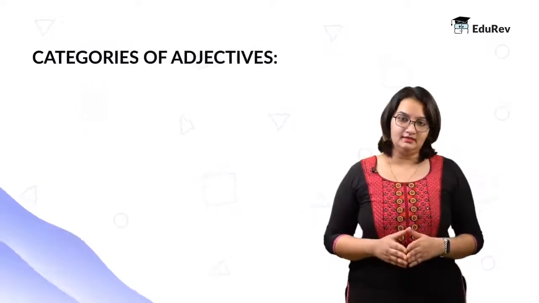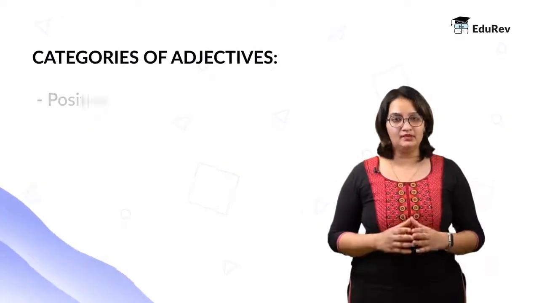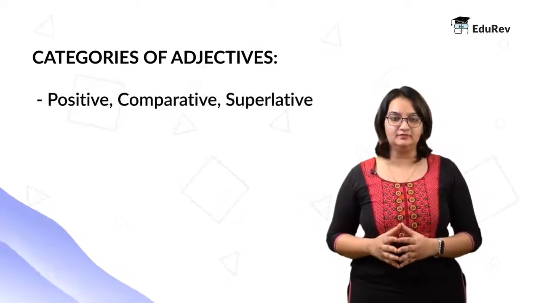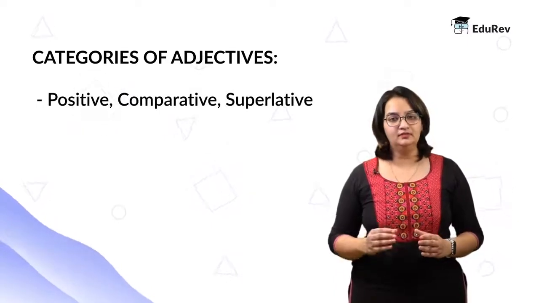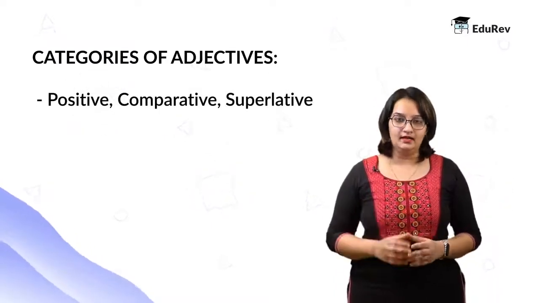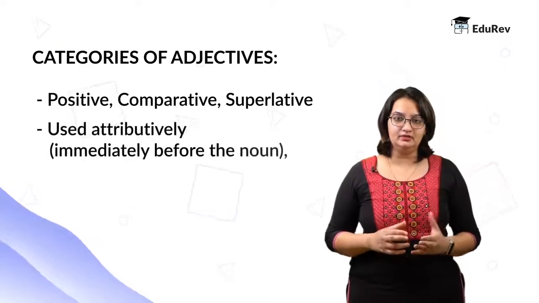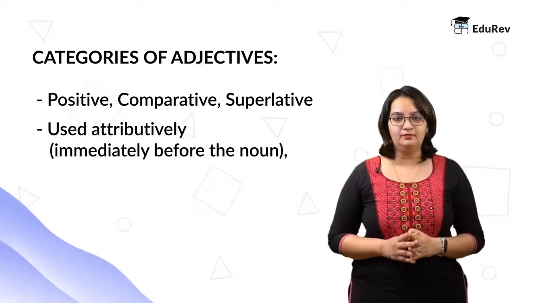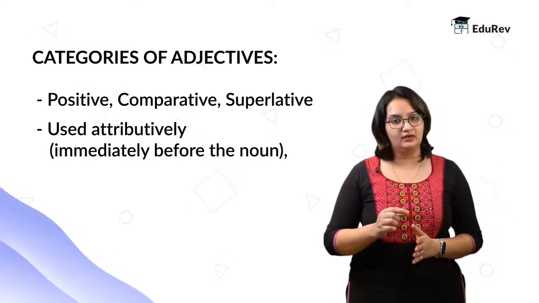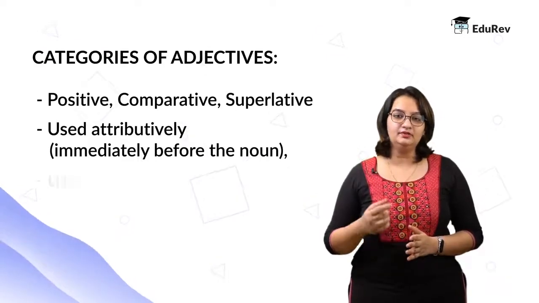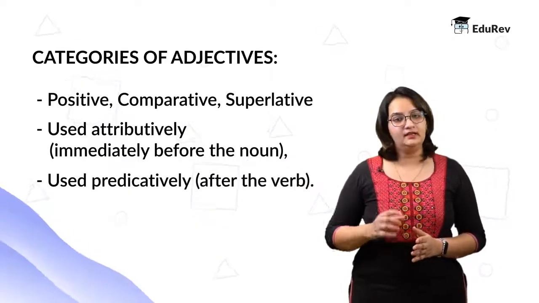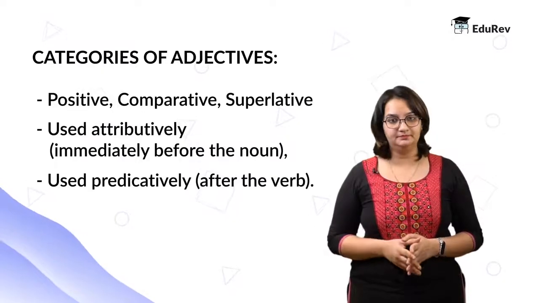Adjectives can be categorized in three categories: positive, comparative, and superlative. For example, good, better, best. Adjectives can be used as an attribute in the attributive manner, where they come just before the noun, and they can also be used in a predicative manner, where they are coming just after the verb.